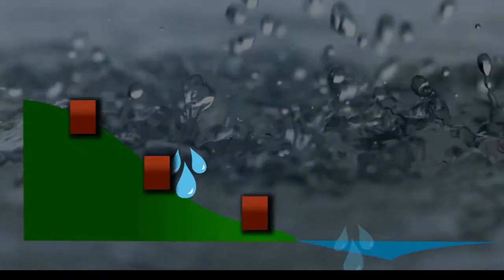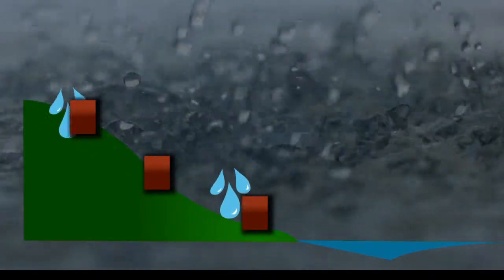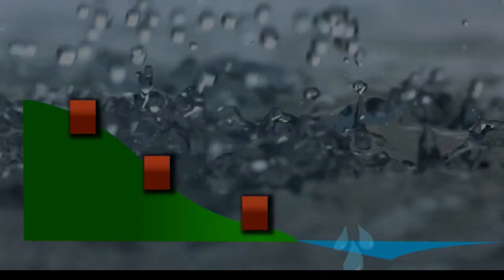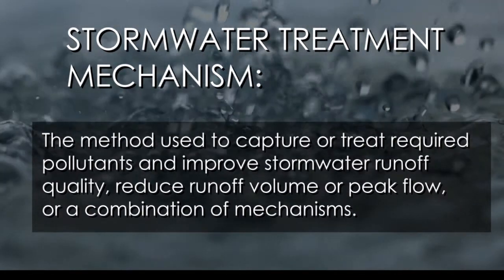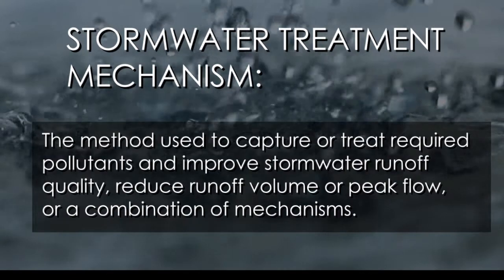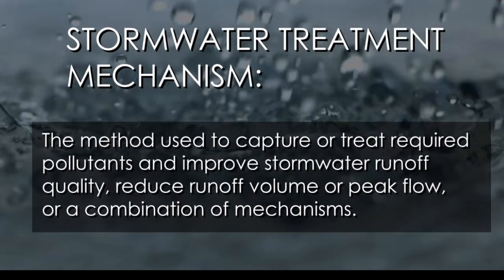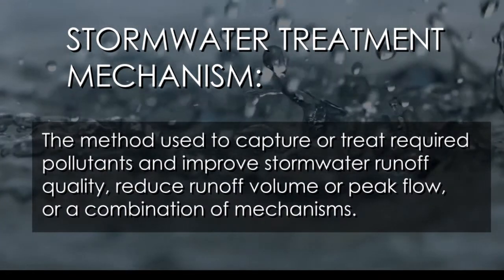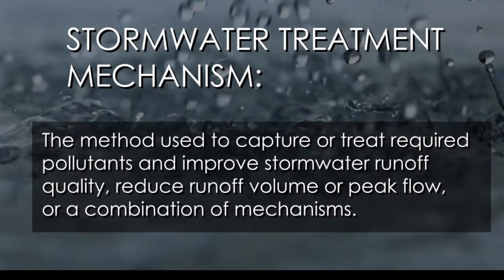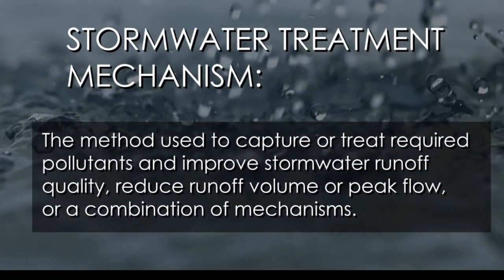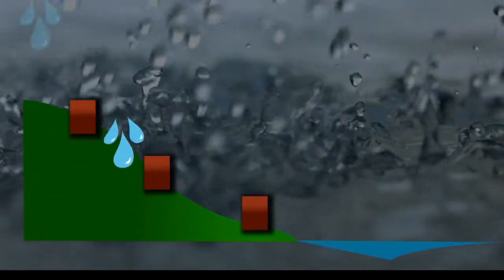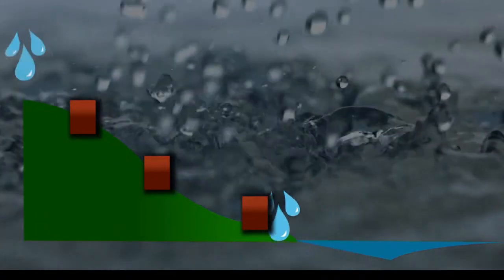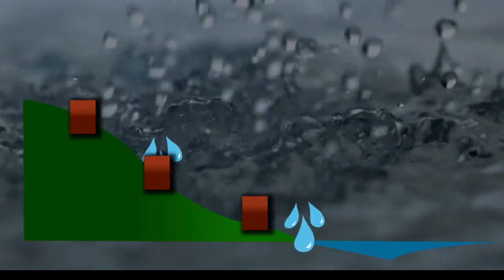Stormwater treatment mechanisms are different from stormwater practices. A stormwater treatment mechanism is the method used in a stormwater practice to capture or treat the required pollutants and improve stormwater runoff quality, as well as reduce runoff volume or peak flow, or the practice may use a combination of different mechanisms. What's important to remember is that most of the time any of the stormwater practices may use multiple treatment processes or mechanisms to achieve the same goal.